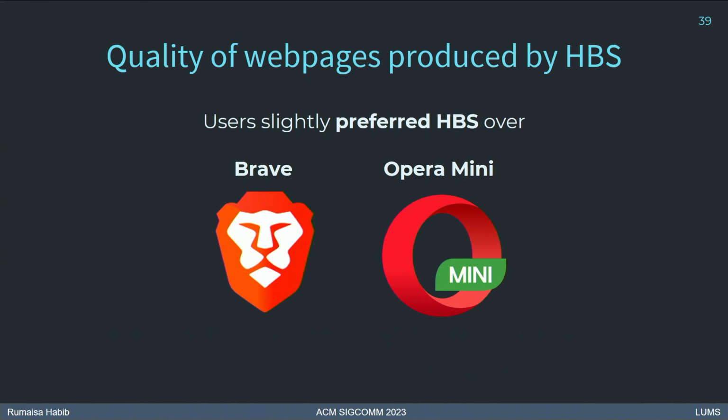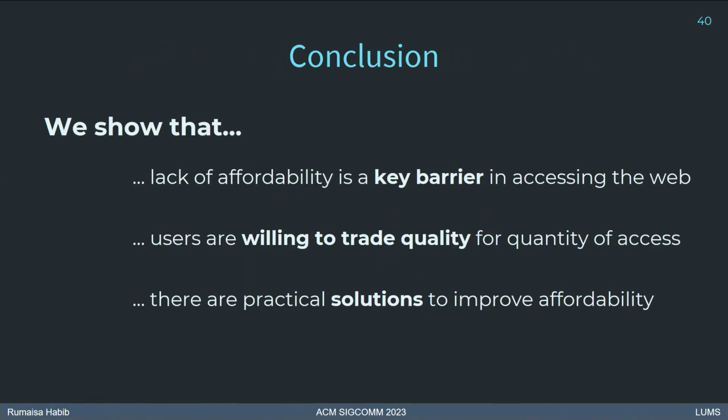Moreover, we conducted a small-scale user study comparing against alternate solutions to reduce web page sizes, and we found that users tended to prefer HBS-generated pages over their Brave and Opera Mini counterparts.